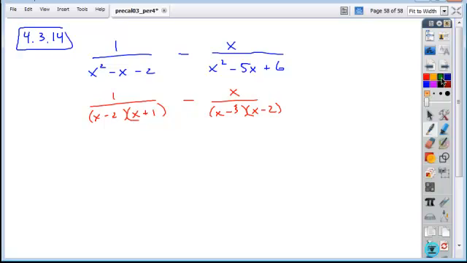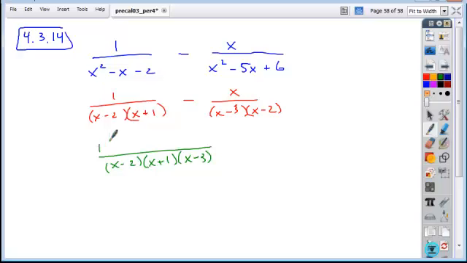Okay, so once we establish the factors, we can now combine this into one single fraction. We know we need a factor of x minus 2 and a factor of x plus 1. We also need a factor of x minus 3 and x minus 2, which we already have. So you don't need to repeat a factor. So here's our LCD.